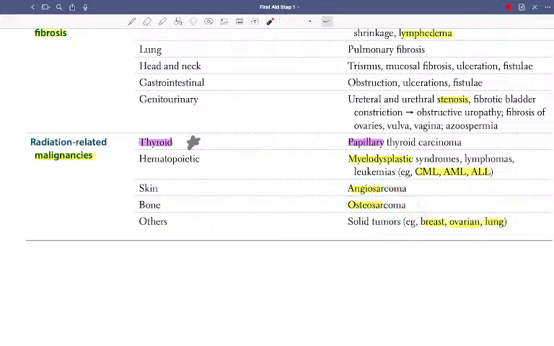And I think we are doing surgery in this. Differentiate it from Ewing's. Okay, other solid tumors like breast, ovary, and lung. So radiation-related malignancies: thyroid, papillary; hemopoietic is CML, AML, ALL, and myelodysplastic syndromes, lymphomas; skin, angiosarcoma; osteosarcoma in case of bone.